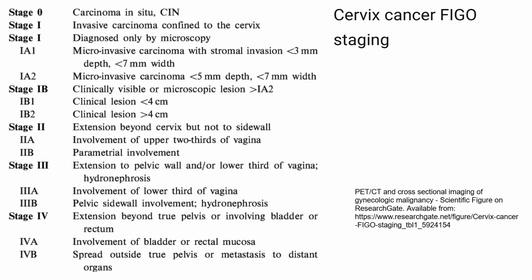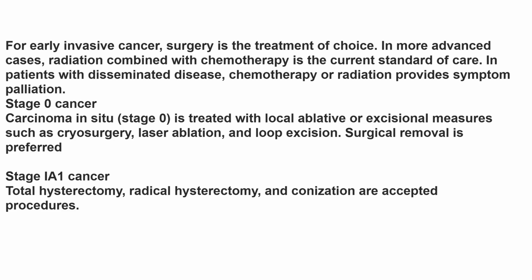Stage 2 is if there is extension beyond the cervix but not to the pelvic wall; involvement of the upper 2/3 of the vagina is 2A, and parametrial involvement is 2B. Stage 3 is extension to the pelvic wall and lower third of the vagina, with hydronephrosis. Then again you have stage 3A and 3B, and stage 4 is extension beyond the pelvis involving the bladder as such.